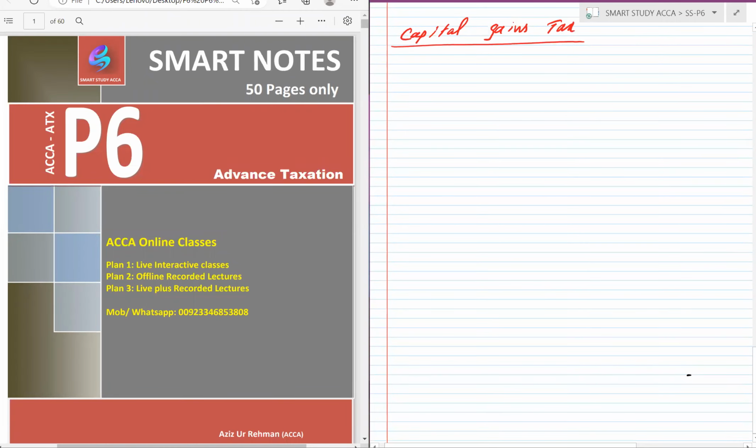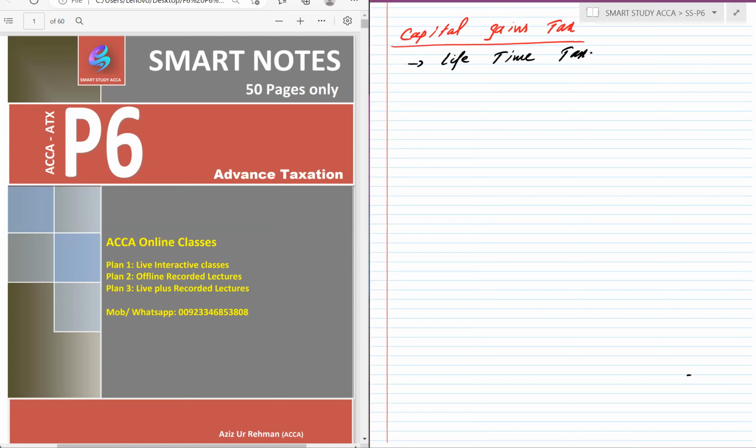Capital gains tax. Students, please remember 2 points. Number one, it is a lifetime tax. Lifetime tax means this tax will only arise if you dispose of the assets or you gift non-current assets during your life.